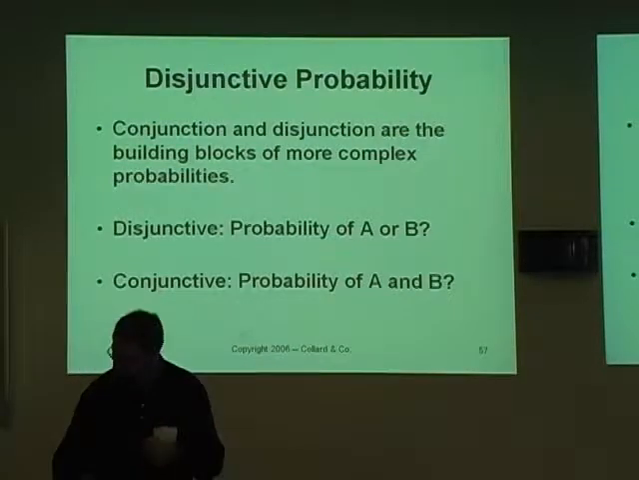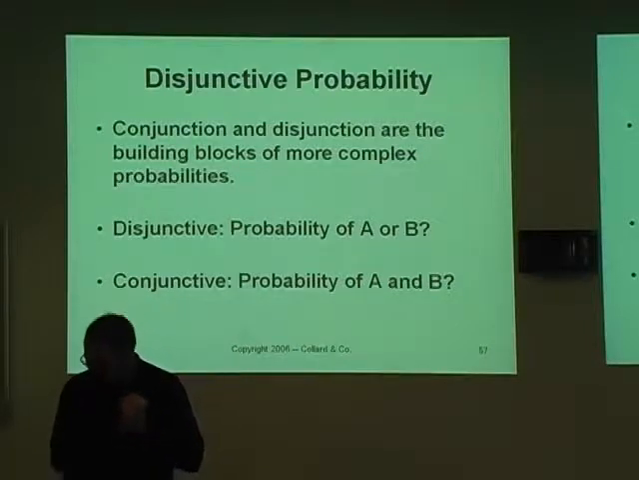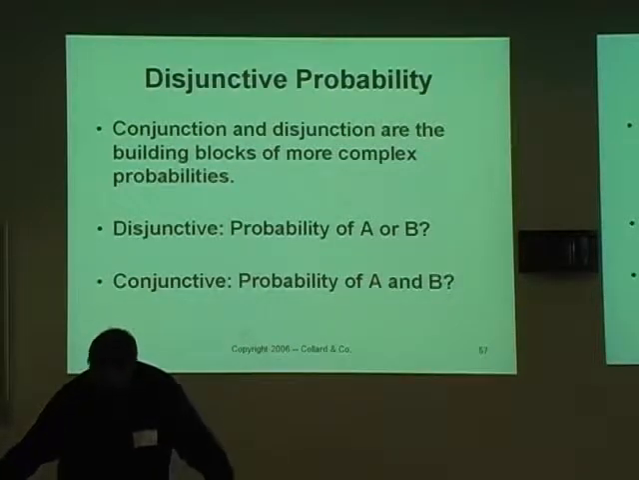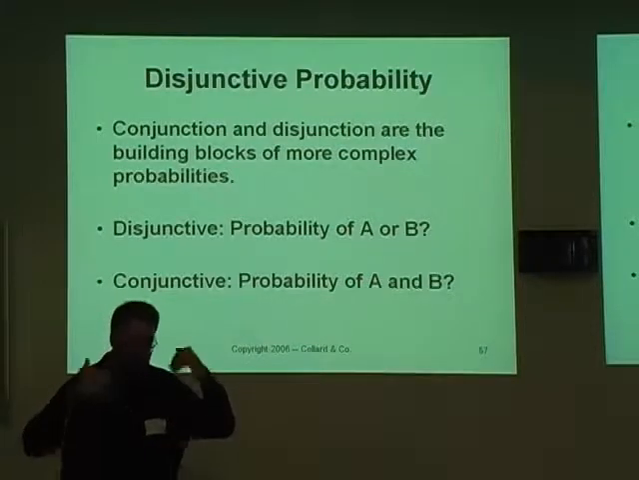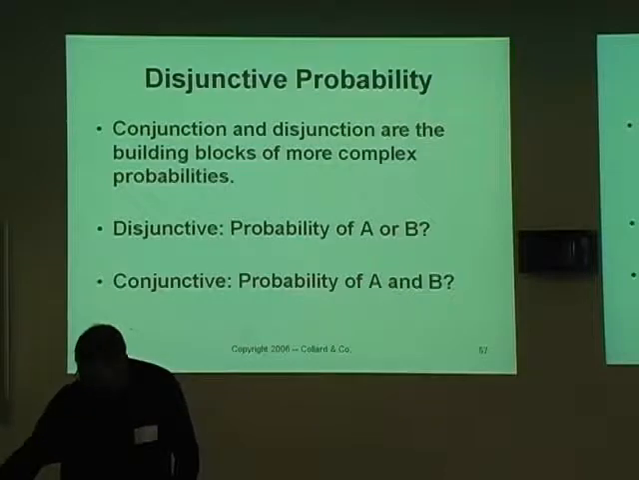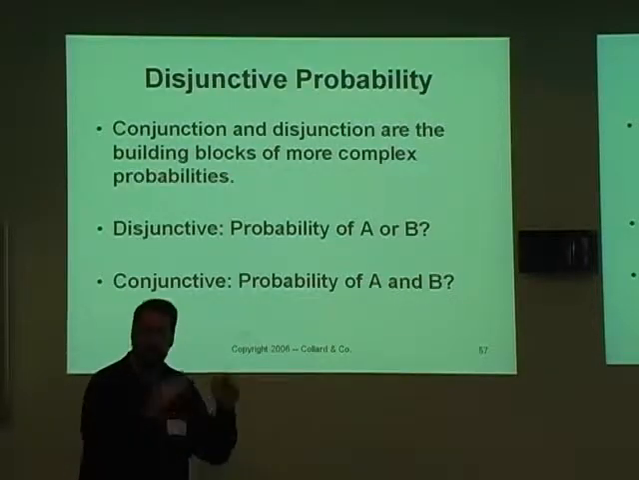Okay, disjunctive is the probability of event A or B happening. Conjunctive is the probability of A and B. And the second one is successive. A or B might be two things happening in parallel, but A and B is typically in sequence. A, then B. If A happens, then B.